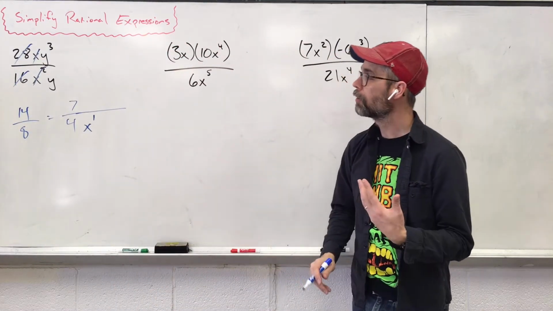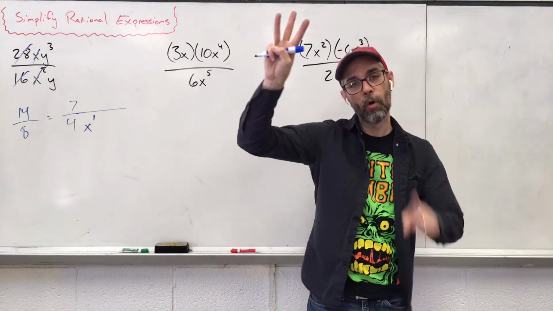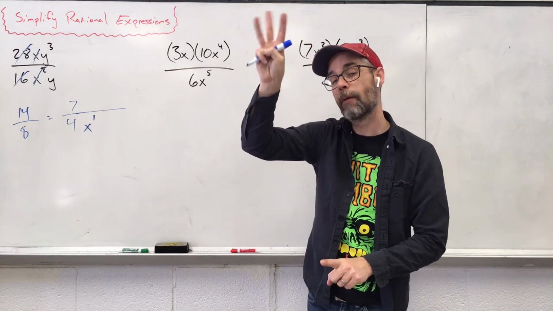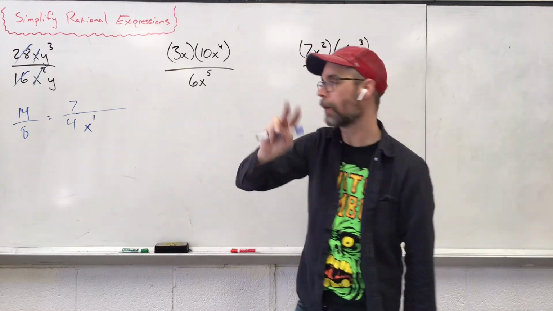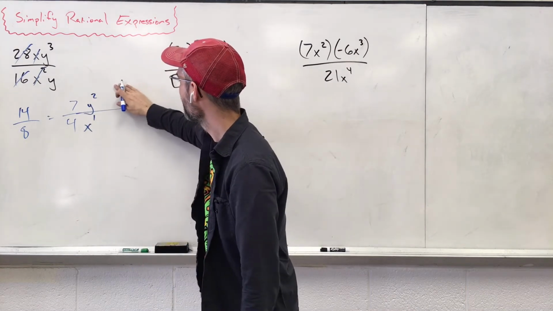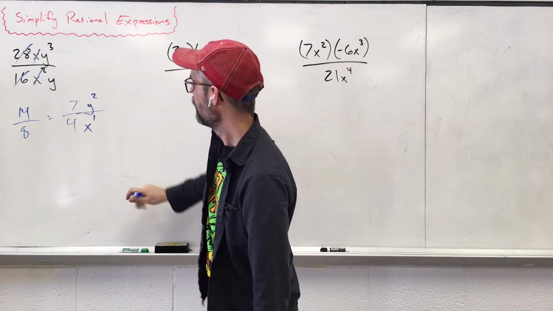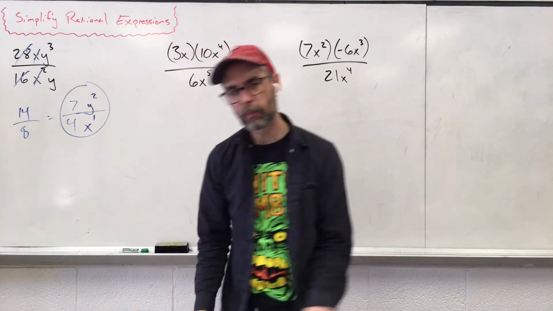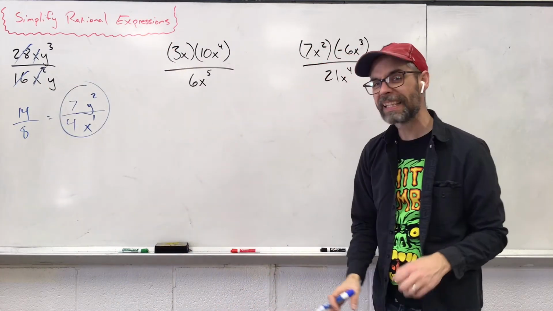Your y's, where do you have more? Well, there's 3 up top, 1 on the bottom. There's more up top. How many extra do you have? I've got 2 extra. That's where your y's end up going. So this is basically like all of your exponent rules. You kind of already did that.